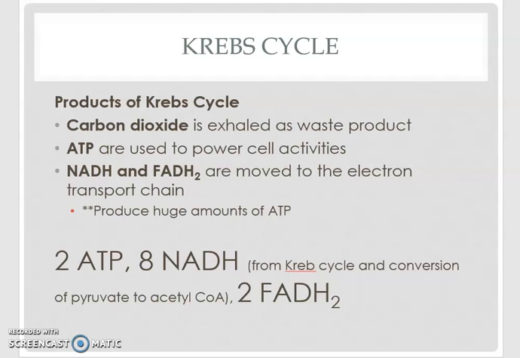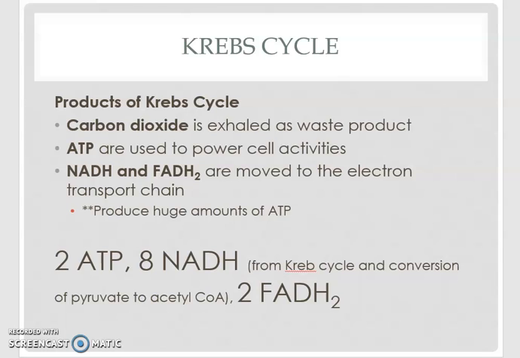So the summary of the Krebs cycle is that we have carbon dioxide produced, which is going to be exhaled as waste and then used by plants for photosynthesis. We have ATP produced, which will be used to power cellular activities. And then we have NADH and FADH2, which are moved on to the electron transport chain, where tons of ATP will be made from those. So here's your summary: 2 ATP, 8 NADH, and 2 FADH2.